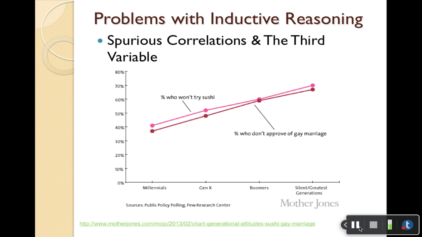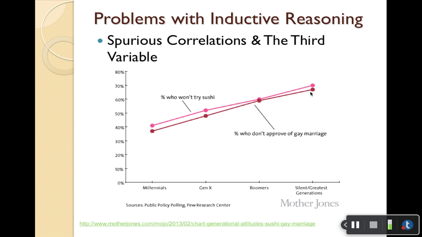Here we have a study that was published recently. This is from 2013 from Mother Jones. And you can see here on this line graph that they looked at the general population. They did a survey and they found this incredibly strong correlation. If you look at the lines, they're almost on top of each other. An extremely strong correlation between people who like sushi and people who approve of gay marriage.